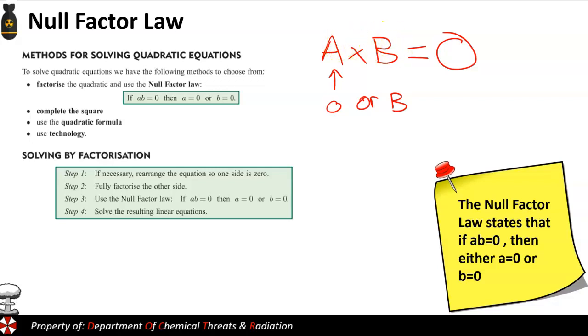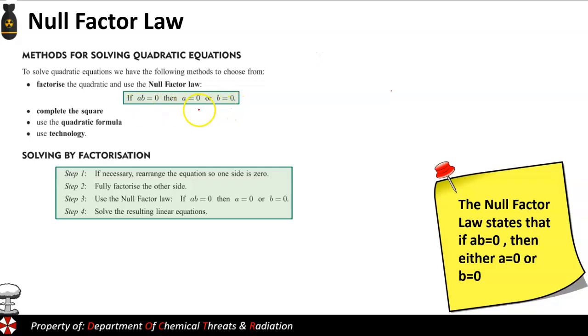It doesn't help us solve anything. But because of the way multiplication works, anything times 0 is 0, straight away when we have something times something equals 0, it means that either this equals 0, oops, I wrote B, or this equals 0. So that is the Null Factor Law. As it's highlighted in our little green box over here, if AB equals 0, then A equals 0, or B equals 0. So that's one method we can use.